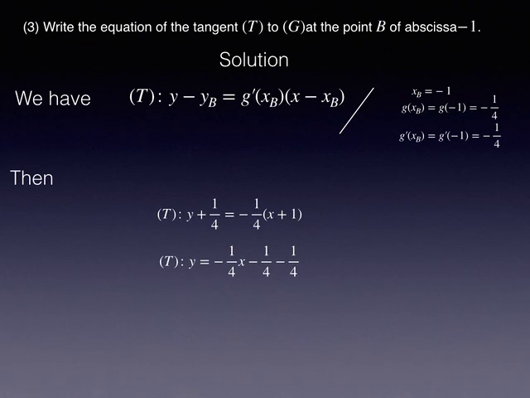Then we expand the right hand side, and we move plus 1 over 4 to the right hand side, so it will be minus 1 over 4. And then reducing the expression, we will end up with the equation of the tangent, which is y equals minus 1 over 4 x minus half.